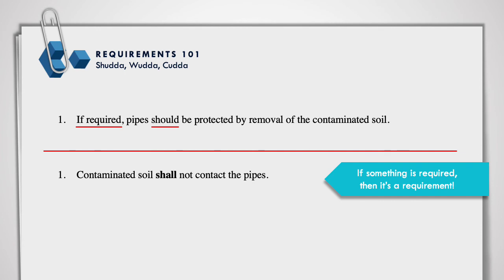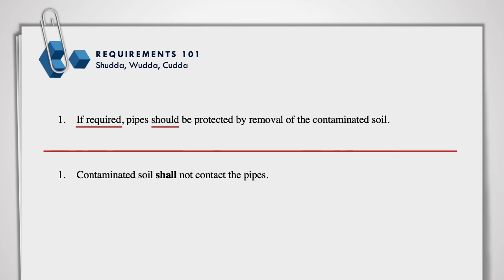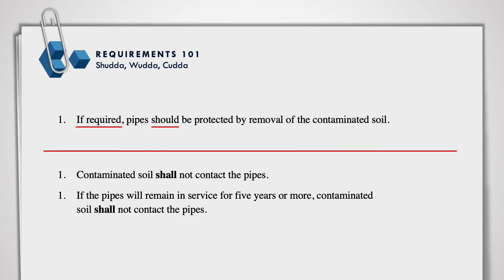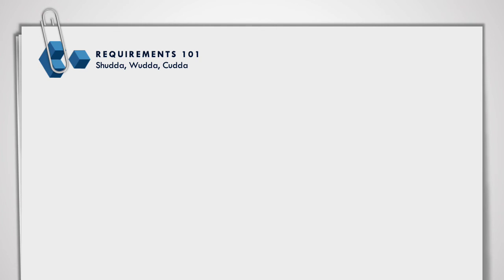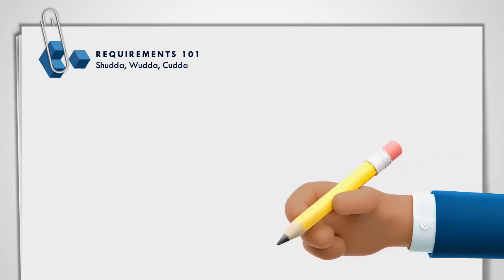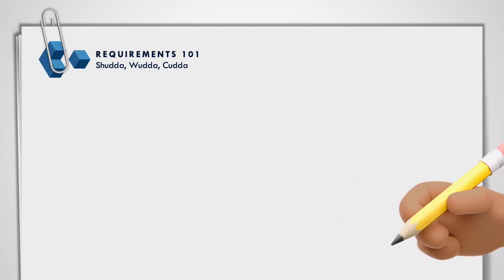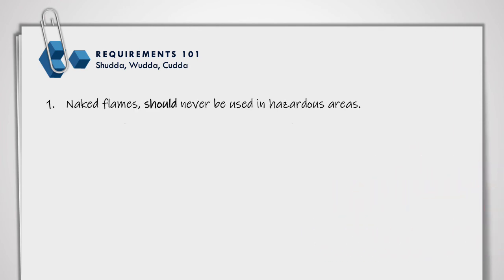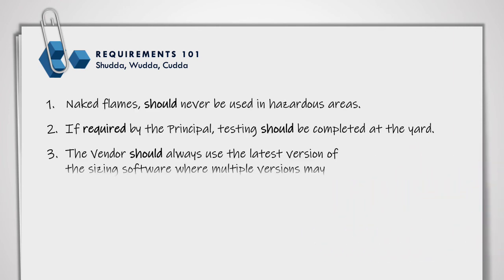If the requirement is dependent on some other condition or outcome, then we need to capture that. For example, if the pipes will remain in service for 5 years or more, contaminated soil shall not contact the pipes. And now, a chance for you to have a go. Try fixing the following statements, and feel free to use artistic license or sound engineering judgment when rephrasing these statements.